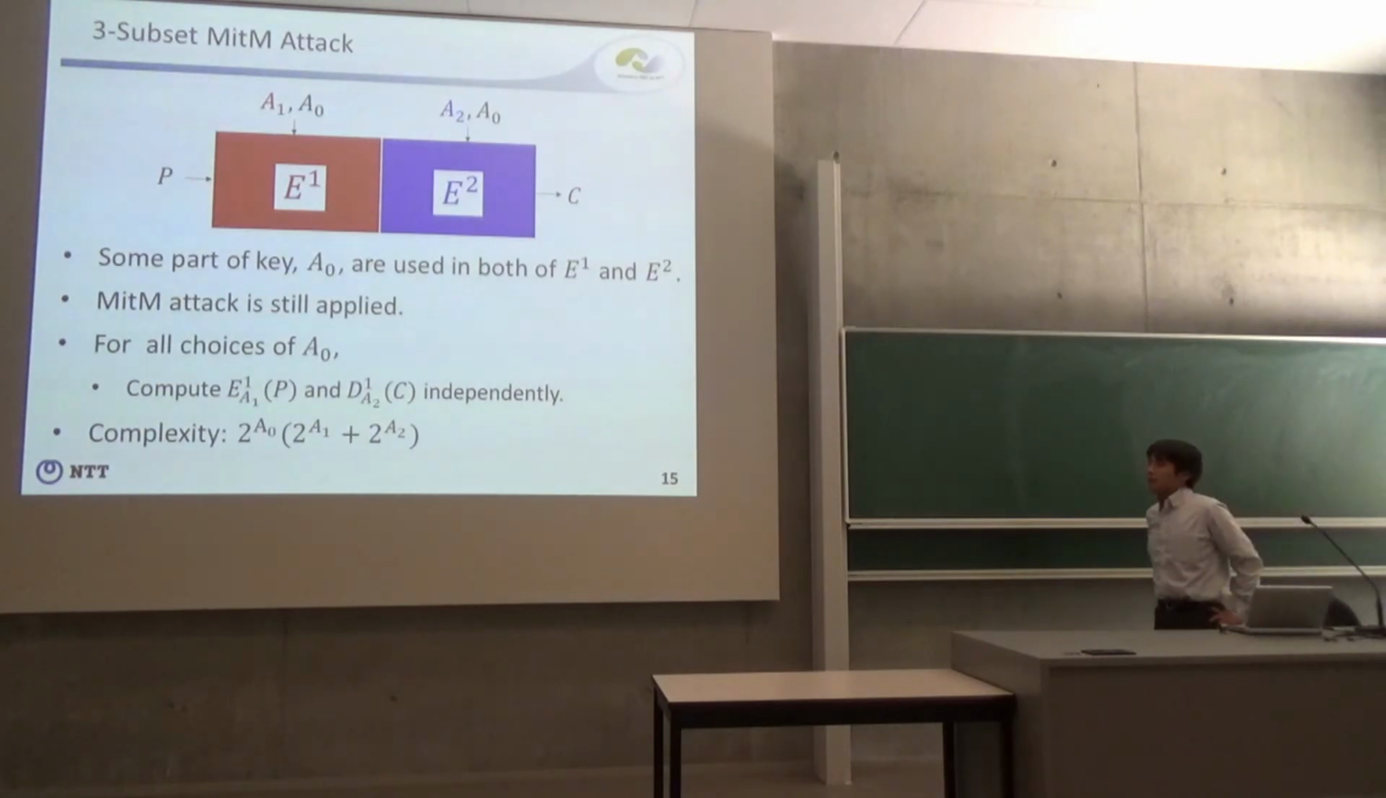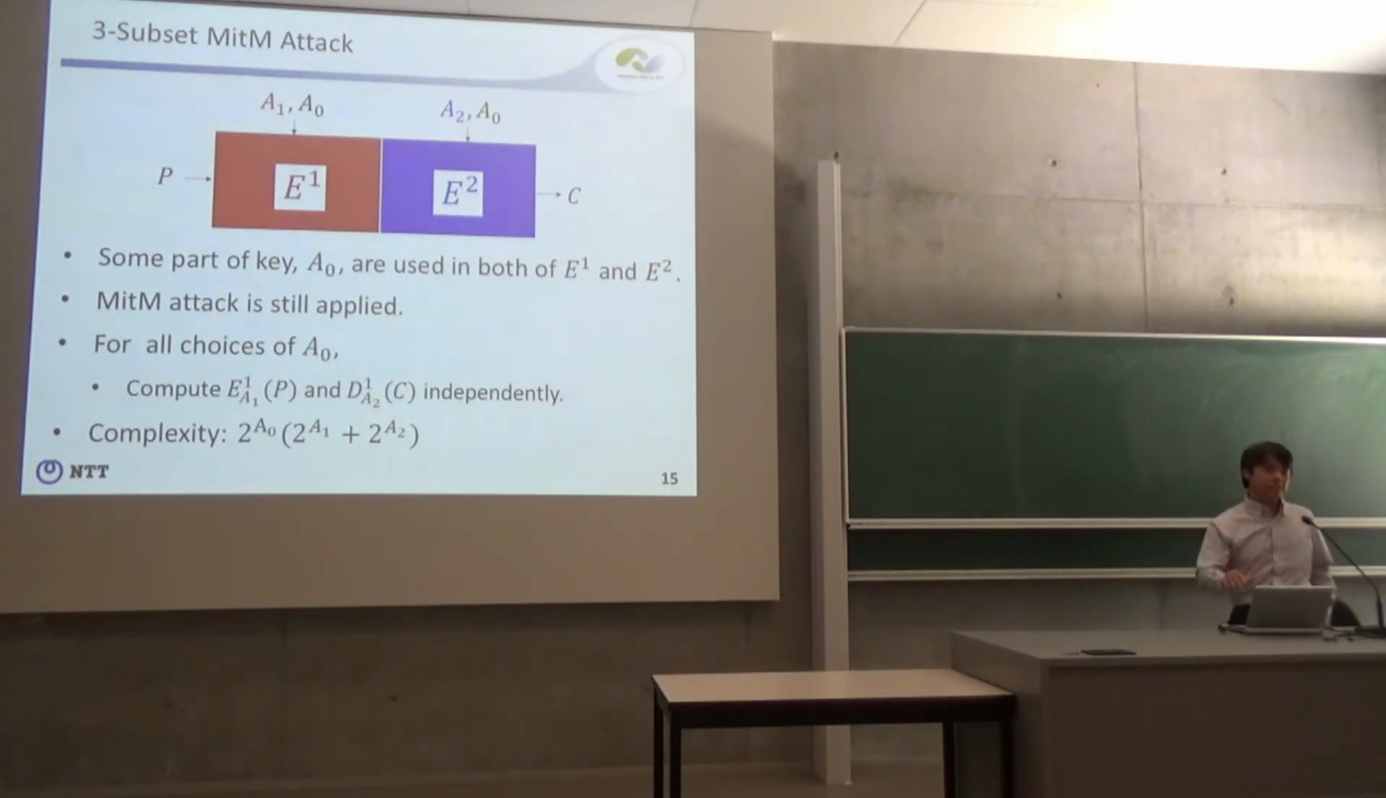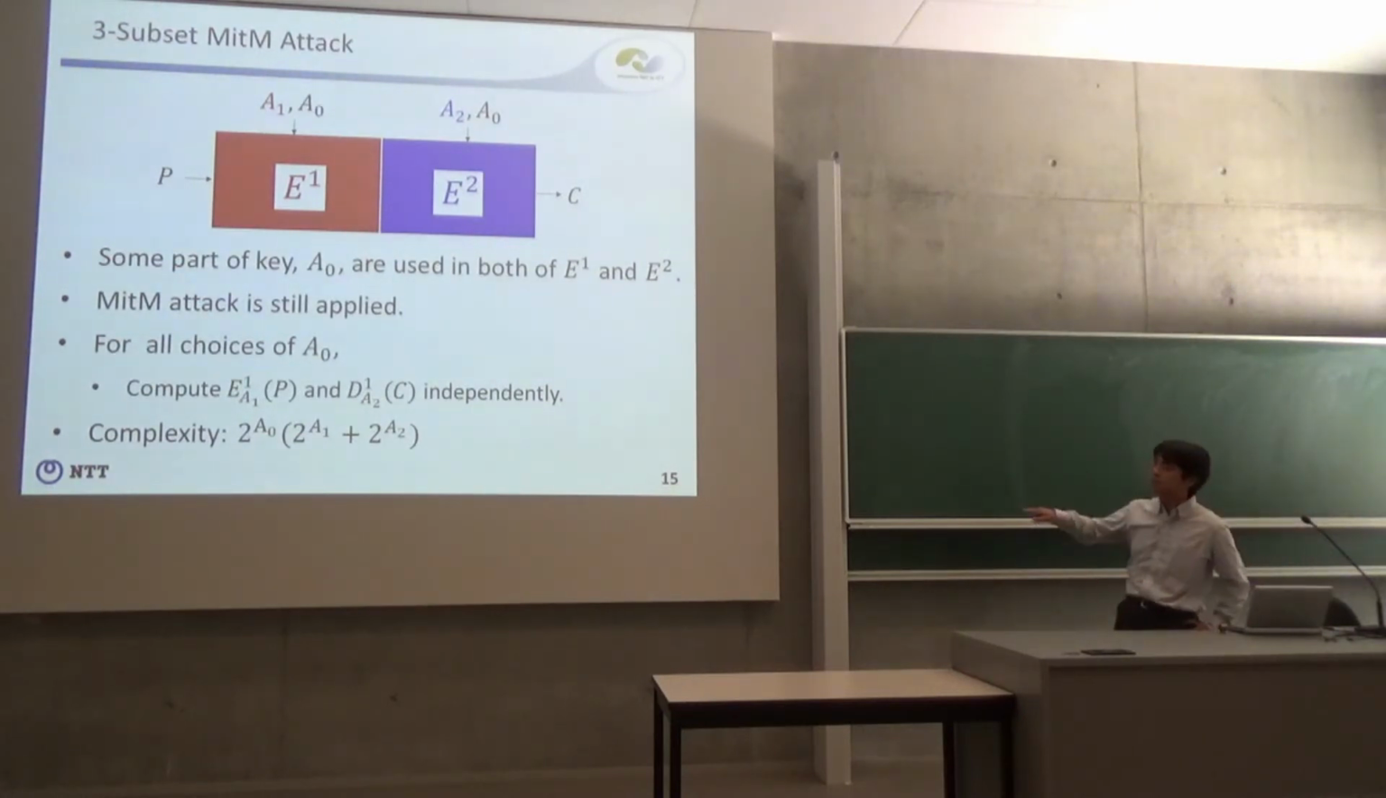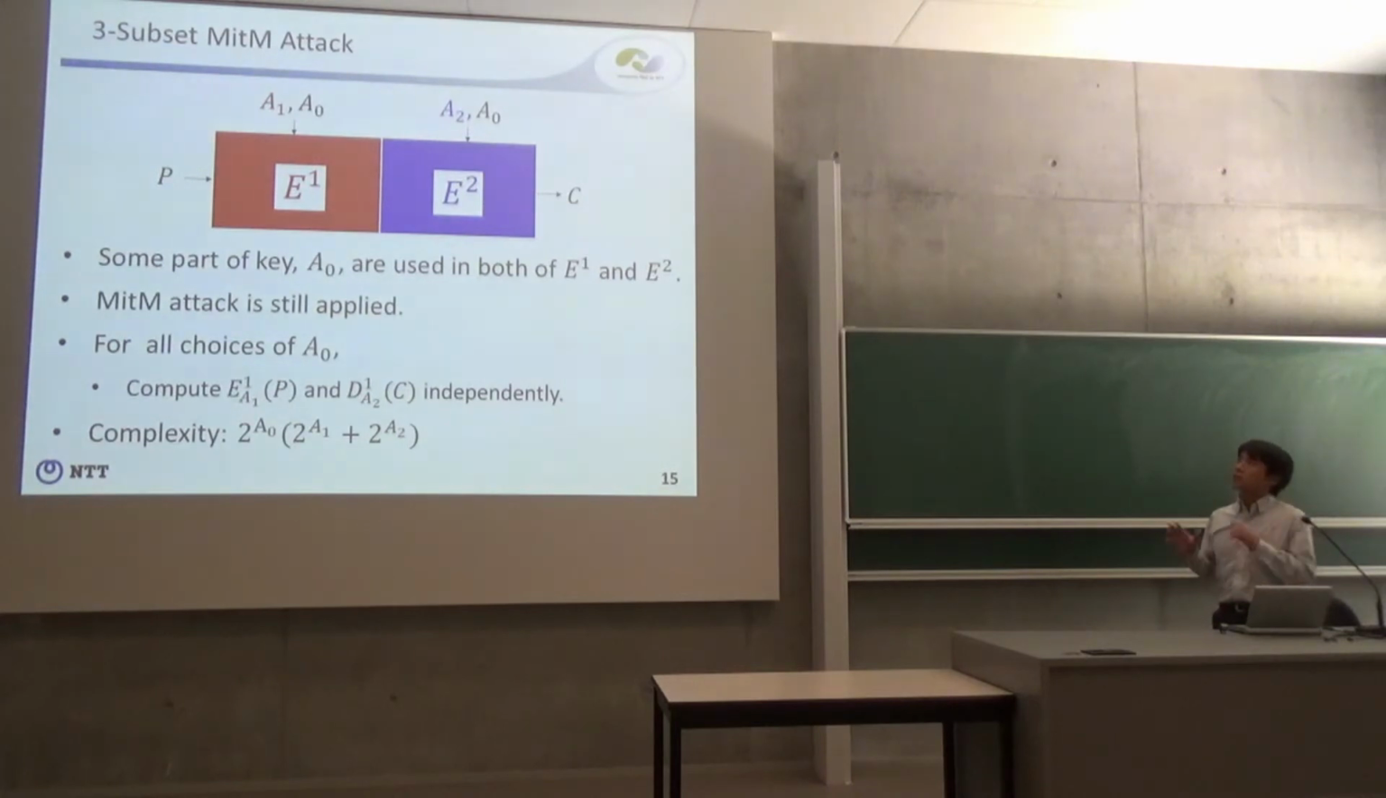Okay, so the procedure is, first the attacker gets all the possibilities of A0. And then the latter thing is just simply meet in the middle. So the complexity is like 2^A0 times the sum of 2^A1 plus 2^A2. So as long as the size of A1 and A2 is big, then the advantage is big. But even if A1 and A2 is 1 bit, then the attack is faster than the exhaustive search, at least by 1 bit.